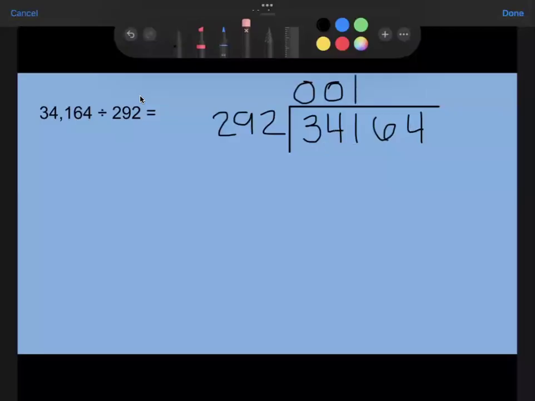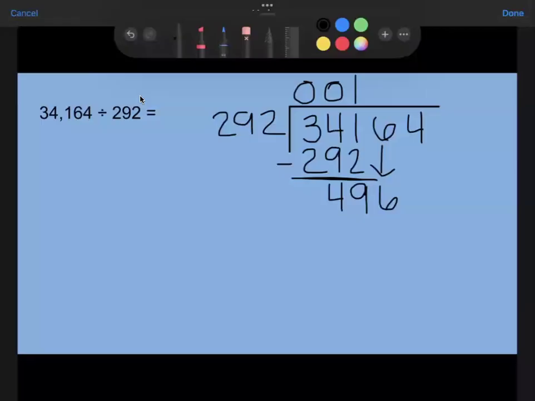So I'm going to put that 1 up there and then multiply 1 times 292, which is 292. And then I'm going to subtract those numbers. Okay, so I'm going to take 341 and subtract 292. And that should give me, let's see, I'm going to have to do some regrouping. 341 minus 292. That should give me 49. Okay, that's perfect because 49 is less than 292. So I know I'm on the right track. Now I have to bring down this 6 and figure out how many times 292 would fit into 496.